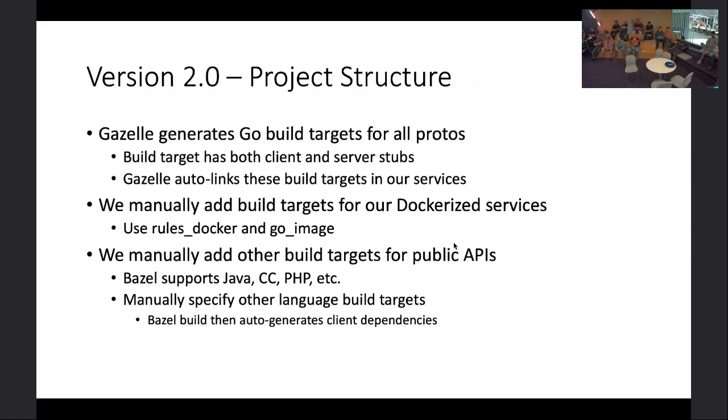We've also started experimenting with manually adding build targets for public APIs in other languages. By default, Bazel supports things like Java, C++, and PHP, and as long as you import rule sets that let you define the build targets for those languages, it becomes very easy to output not just Go code that conforms to the gRPC API, but also PHP code, Ruby code, Java code, C++ code, etc.